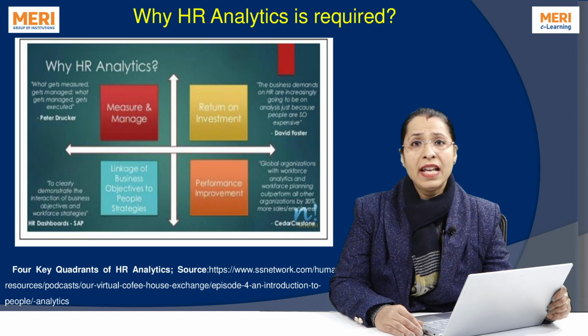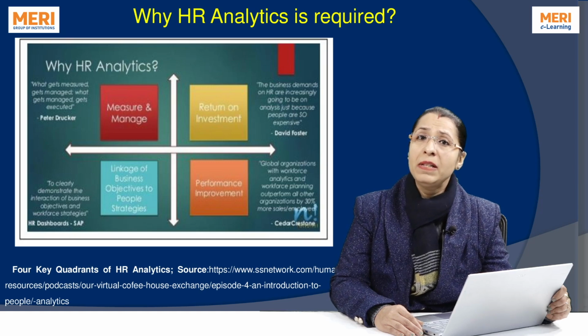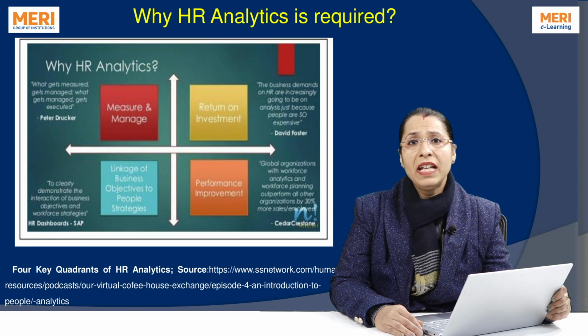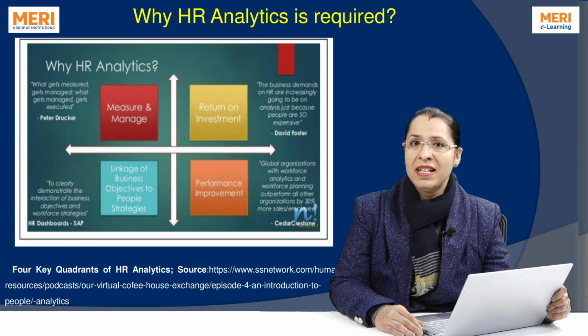The first quadrant explains what gets measured gets managed and what gets managed gets executed. Well said by Peter Drucker. The second quadrant clearly demonstrates the interaction of business objectives and the workforce strategies. Next, we have the third quadrant that explains the return on investment, ROI, as the business demands on HR metrics that are increasingly going to be analyzed just because people are so expensive.